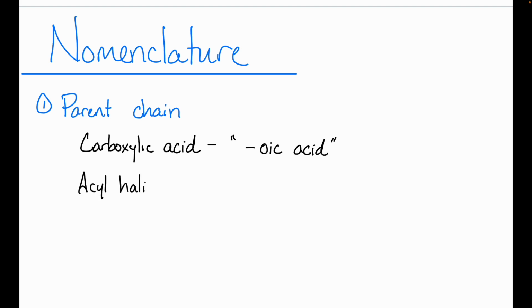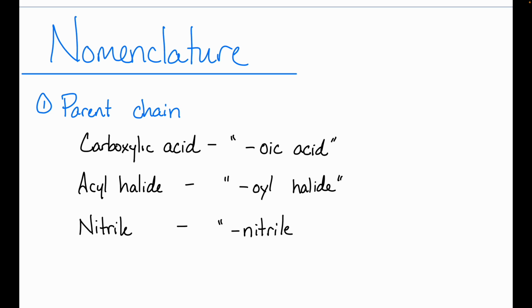Those acyl halides use the suffix oyl, O-Y-L, and then the name of the halide. So butanoyl chloride or butanoyl bromide. We'll do a bunch of examples here, but let's just lay down these rules. Nitriles, they got really creative, and they put the word nitrile on the end.